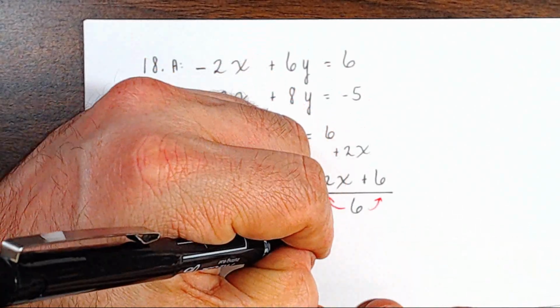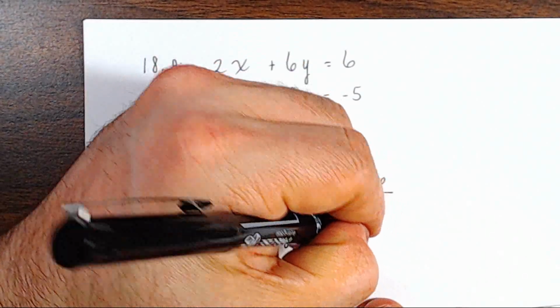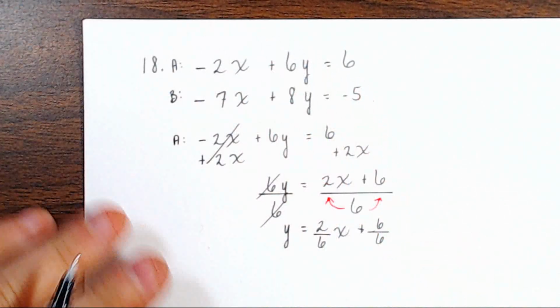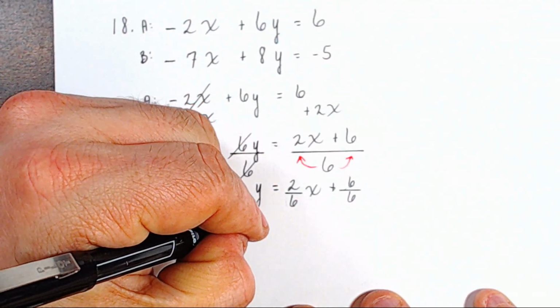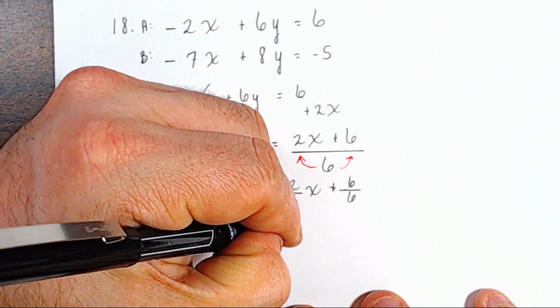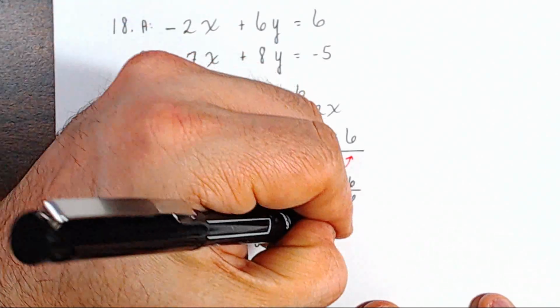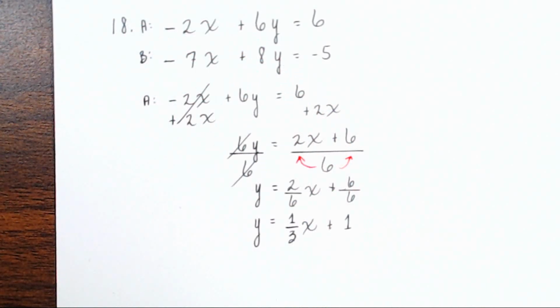So now I've got 2/6 x plus 6/6. Can I reduce this expression? 2/6 could be 1/3. Good job. So 2/6 can be 1/3 x plus 6 divided by 6 is just 1. Okay?